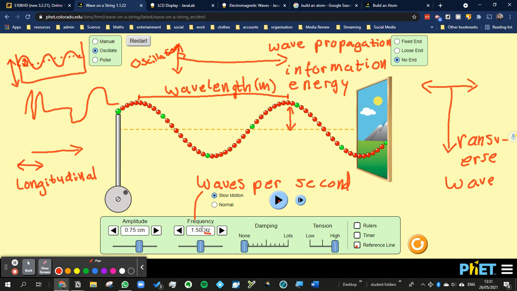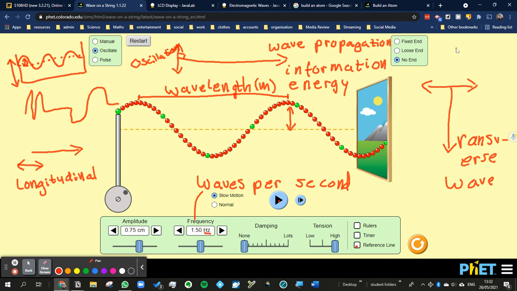So the frequency we've looked at, wavelength is always going to be a distance. Amplitude could be a distance. It might not be. It depends what type of wave it is. Frequency is always measured in hertz. It's always the amount of waves per second, or the amount of all the oscillations per second.